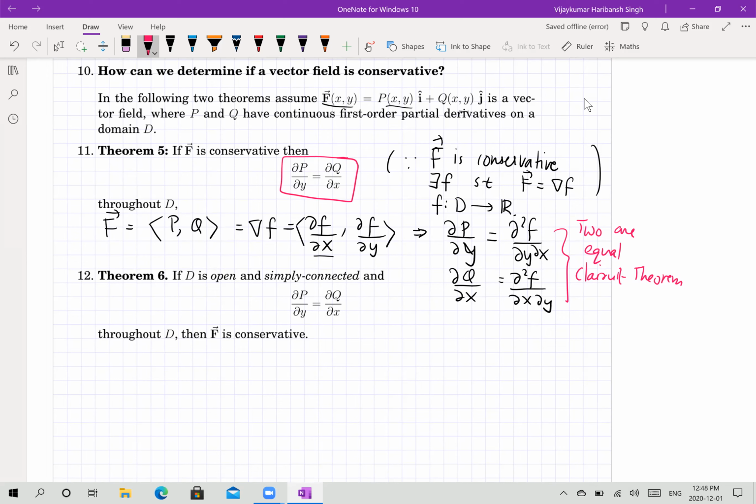So now this is an easy check to see if your vector field F is conservative. All right, now let's look at the following.